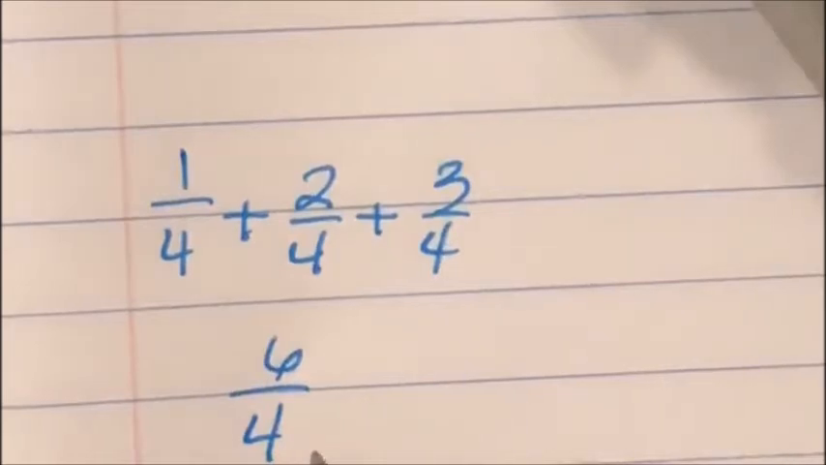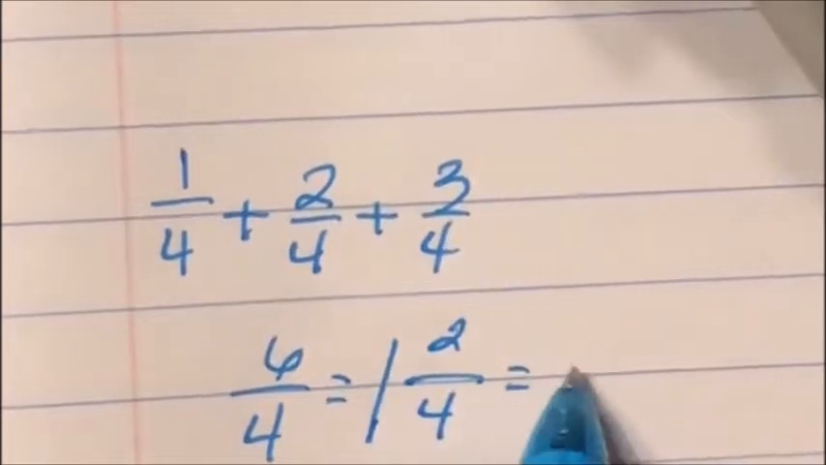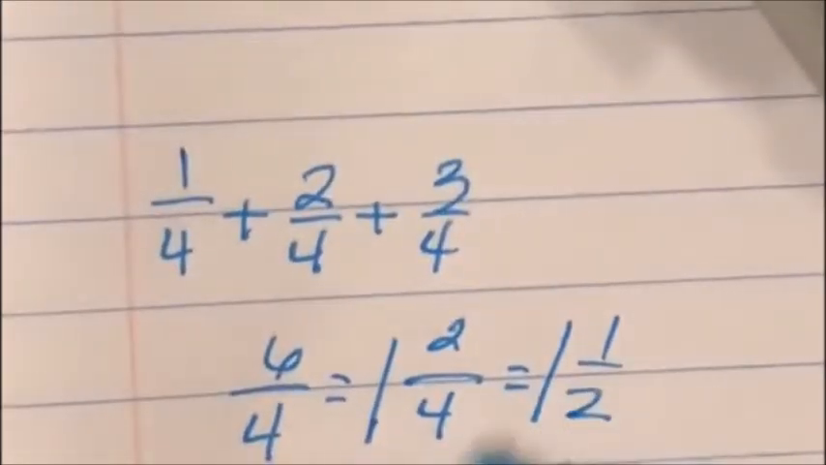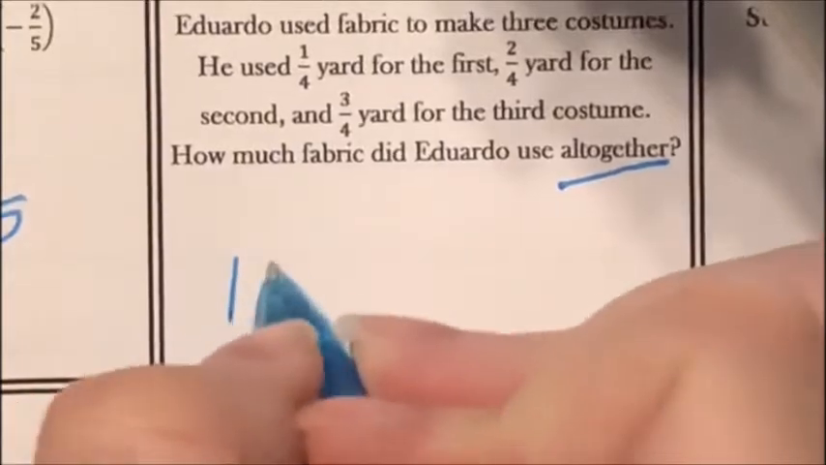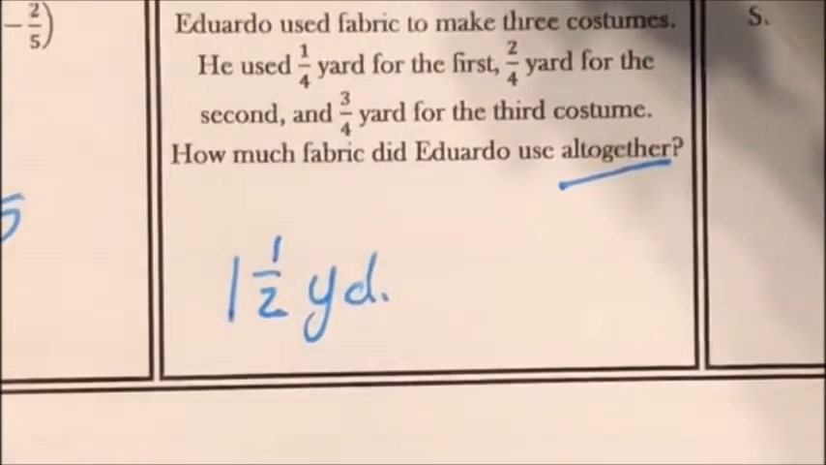So I have 6/4, which I can reduce and simplify. 4 goes into 6 one time. I have 2/4, which reduces to 1 1/2. So Eduardo used 1 1/2 yards of fabric.